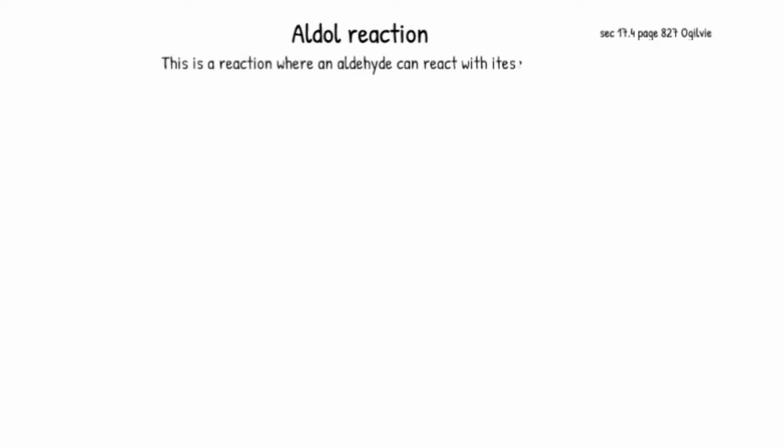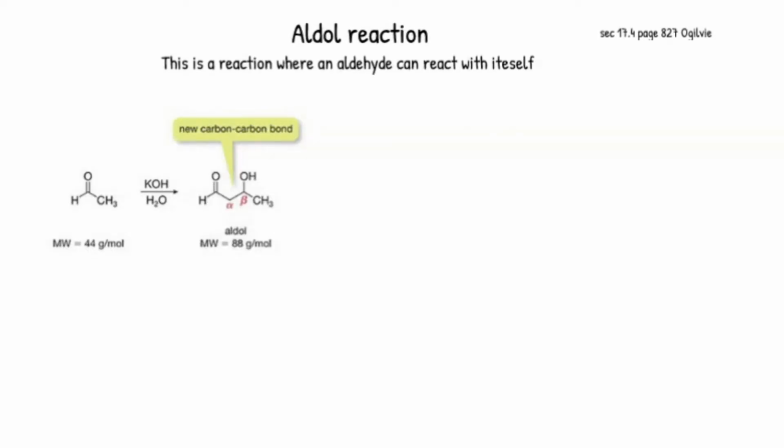The aldol reaction. This is on section 17.4 on page 827 of Ogilvie's Mechanistic Patterns. This is a reaction where an aldehyde can react with itself in the presence of an aqueous solution of a base, such as potassium hydroxide in water. This produces a beta-hydroxyaldehyde, an aldehyde alcohol that we call aldol.